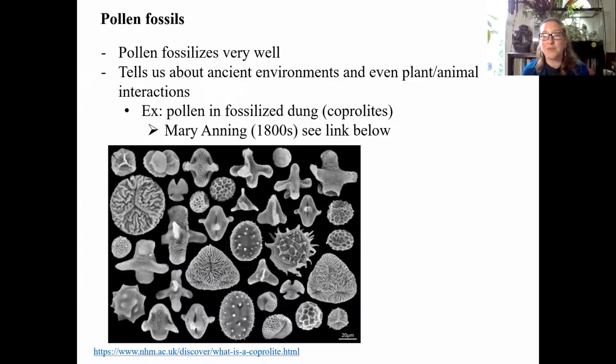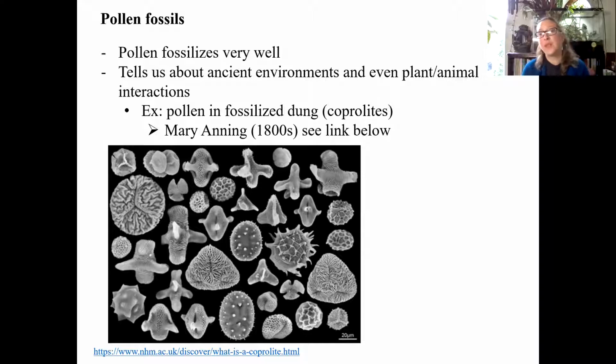All right, pollen. Pollen is super cool because pollen fossilizes very well. When we were looking at things in the fossil record, we're missing a lot, because a lot of the time plants are very fleshy. Depending on what kind of ground they're growing on in evolutionary time, they might not fossilize very well. However, pollen does. Pollen fossilizes super well.